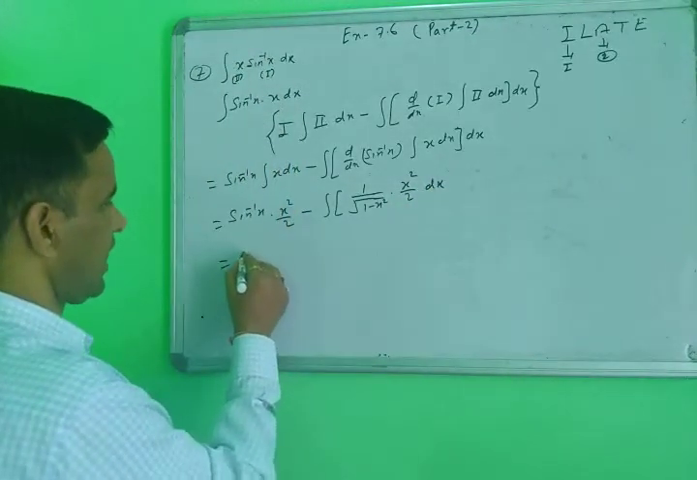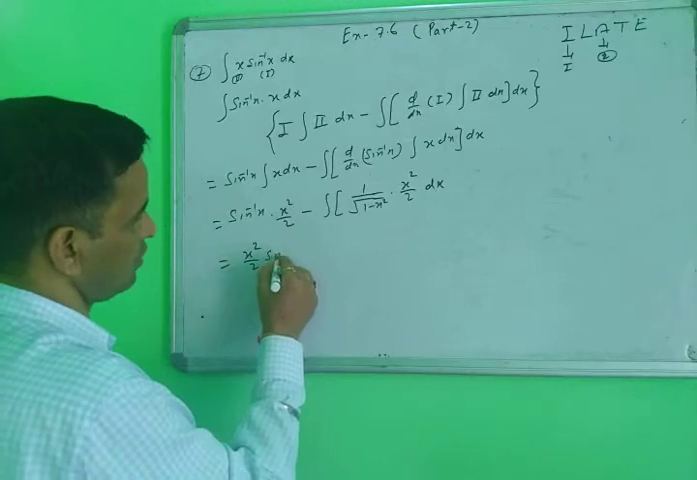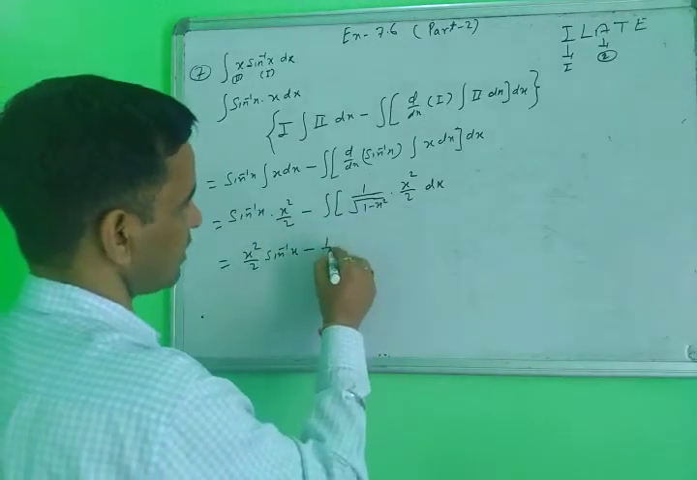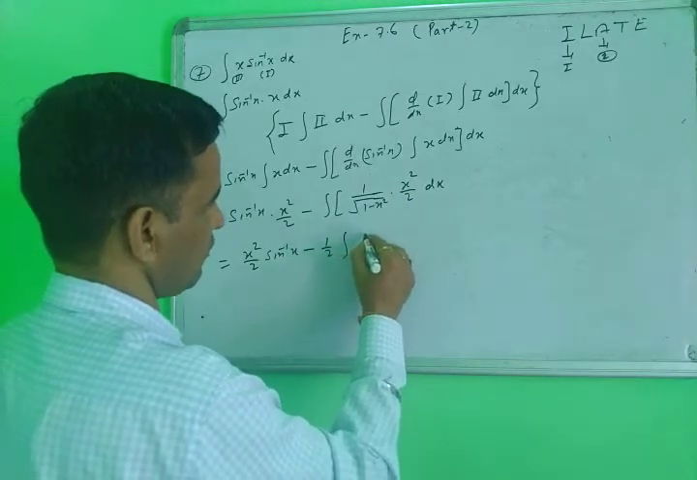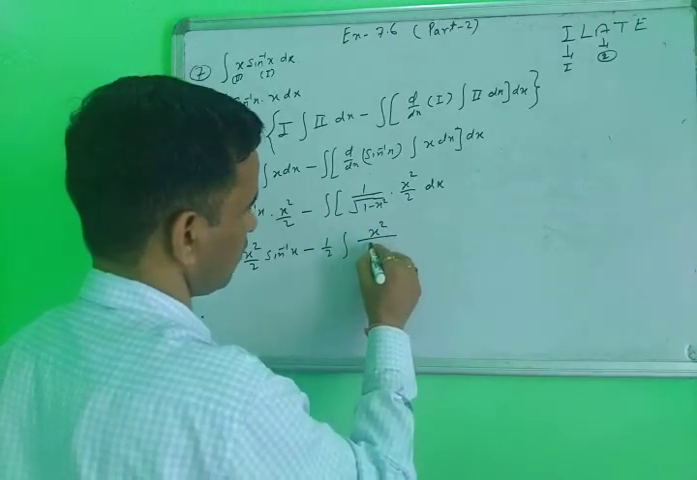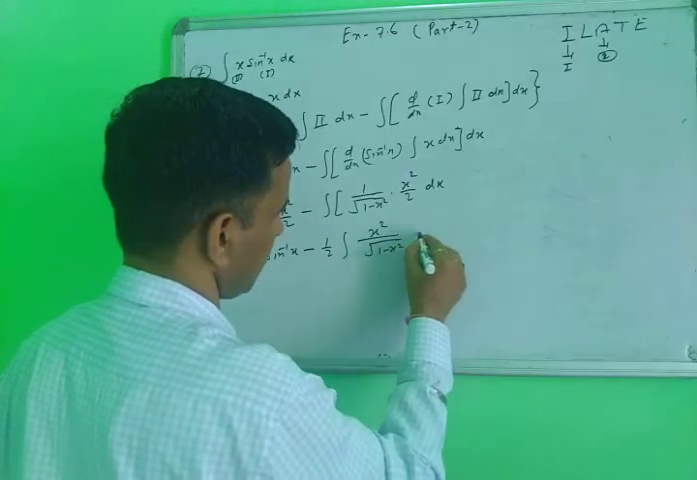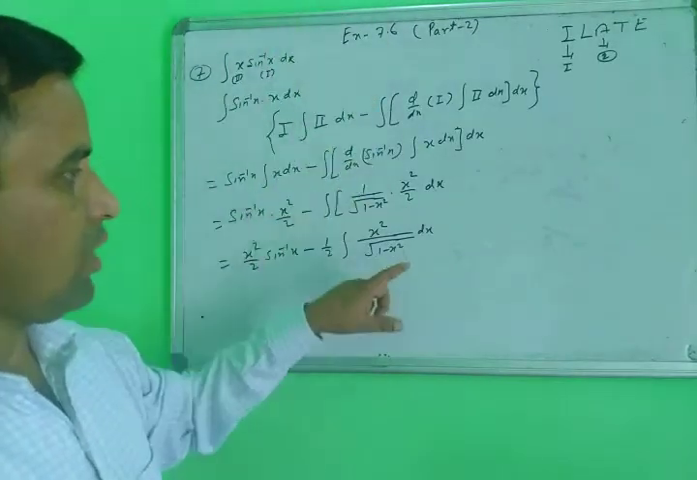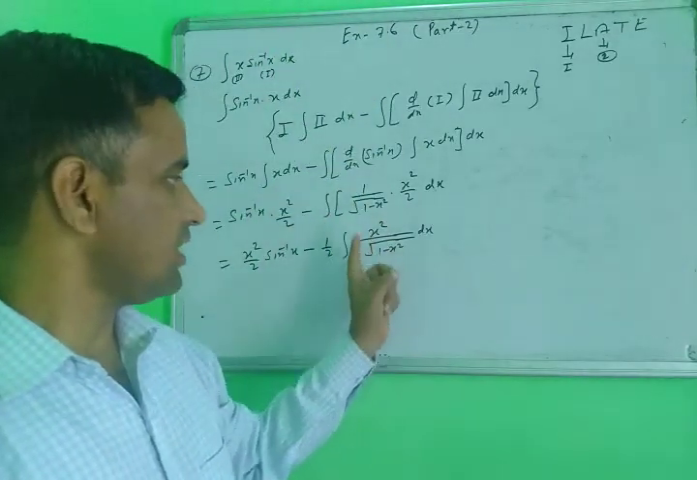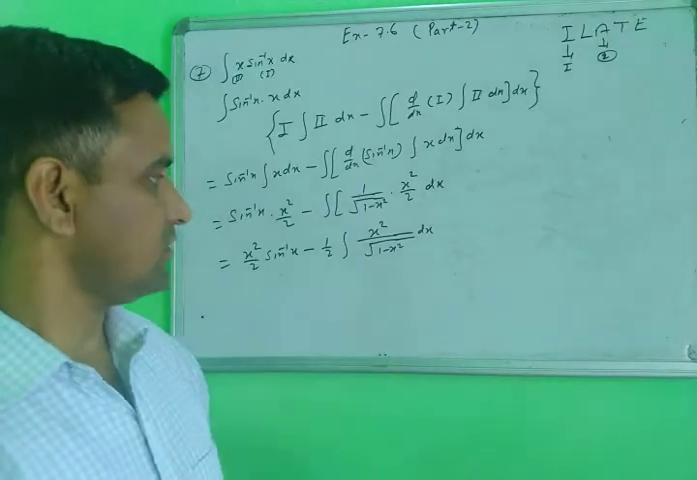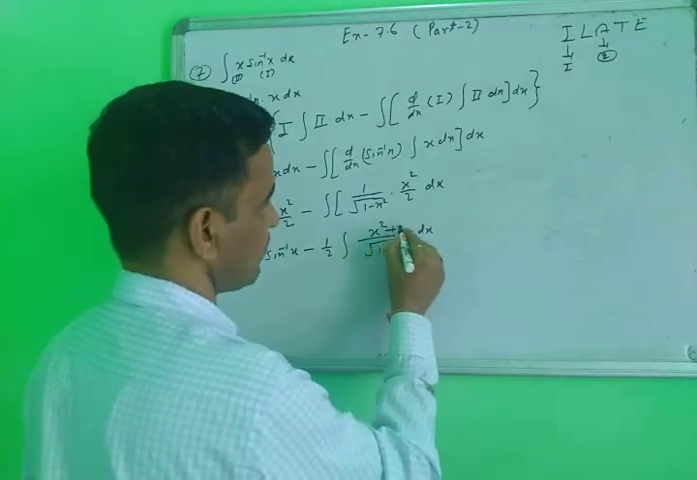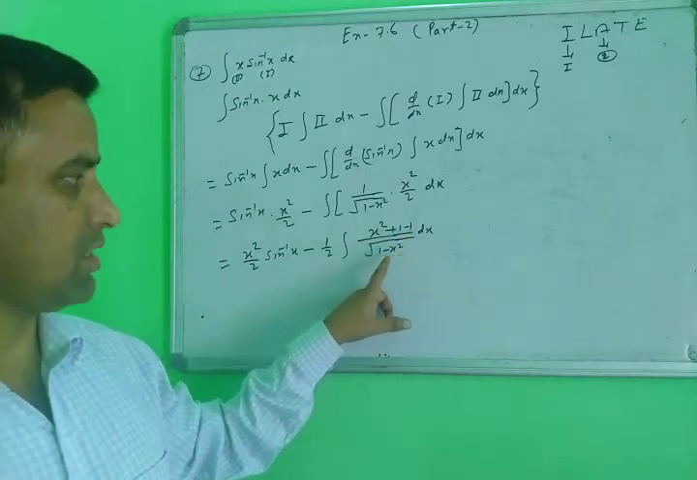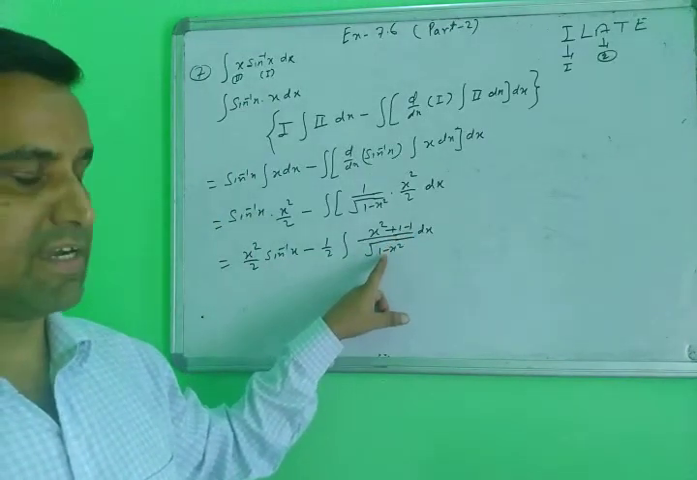Then you write x square by 2 sine inverse x, in the proper way, and 1 by 2 taking outside, and integration of x square upon root 1 minus x square dx. You have no identity here to directly find the integration of this function, so you will add and subtract 1, because you will make it according to this identity.